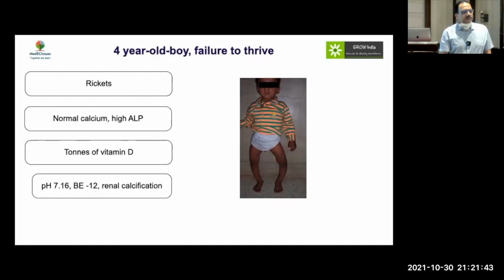This is not nutritional rickets because multiple doses of vitamin D were given, yeah. But the child is still having the problem. And the pH is on the acidotic side with renal calcification. Yeah. It may be the vitamin D resistant type of rickets, most probably.